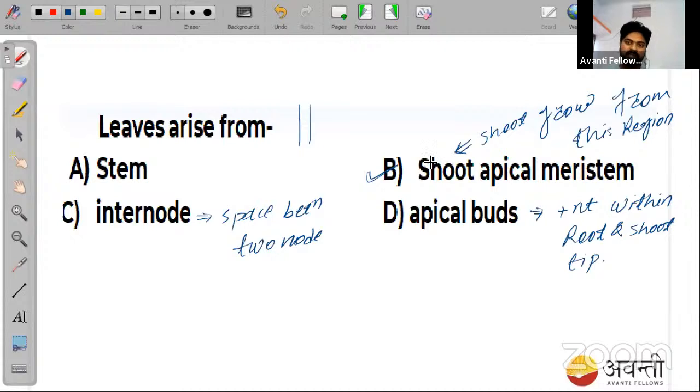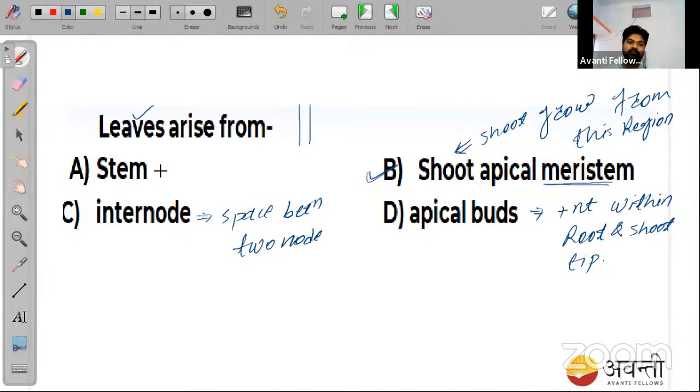Why shoot apical meristem? Because here the word meristem comes again. What is the meaning of meristem, or what is the working of meristem? Meristem is nothing but continuously growing cells, continuously growing tissues. That's why a leaf is a new structure formed on the stem. Leaf forms on the stem. If I ask people who are not from a science background, they say stem is the answer, that leaves arise from the stem.